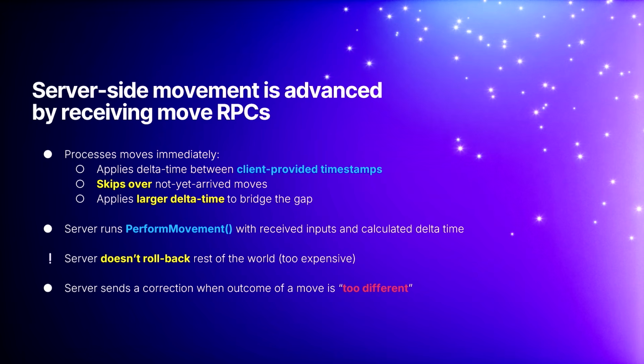What the server will do is take the client sent inputs, so from your network move data, apply them to the character and then call perform movement. The client also originally called perform movement to get its movement outcome. The server doesn't roll back the rest of the world, so that's something to be aware of. That's mostly a cost-saving reason. And if the outcome of the server and the client is too different, then you get a correction.